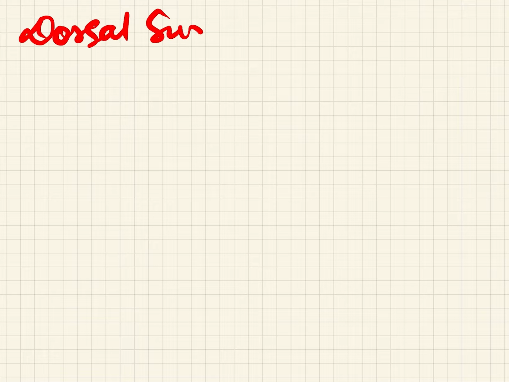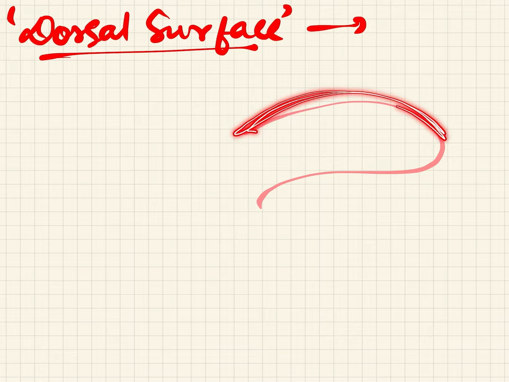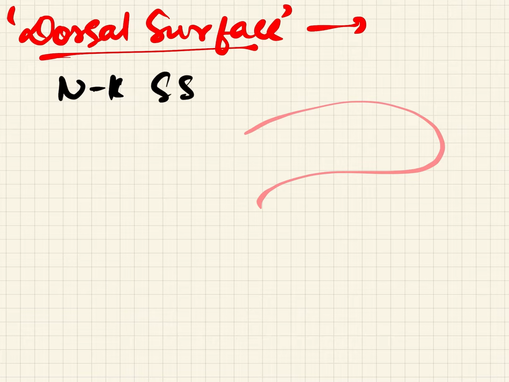Now coming to the dorsal surface. As usual, let us see it from the side view. It looks like this. It is convex from all sides and is covered by non-keratinized stratified squamous epithelium. It is moist and pink in color.